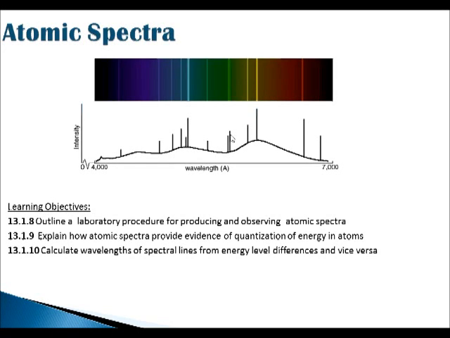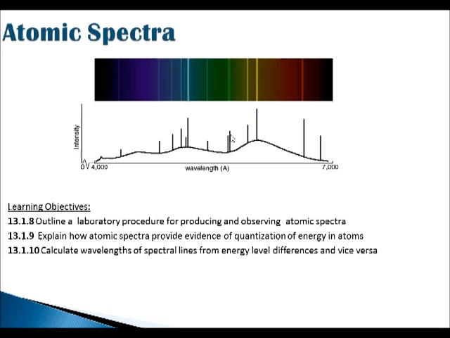Okay, now we're going to talk about atomic spectra. Atomic spectra is basically a way of detecting different types of atoms, and it uses the properties of light as a particle to do this. It has a lot of really important applications in chemistry, in astronomy, and in material science.